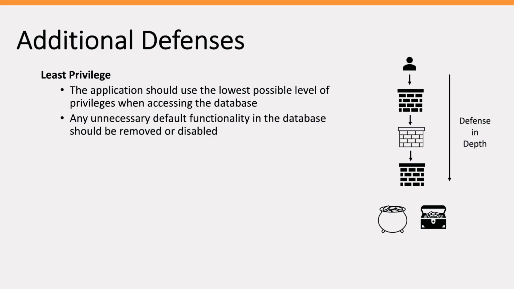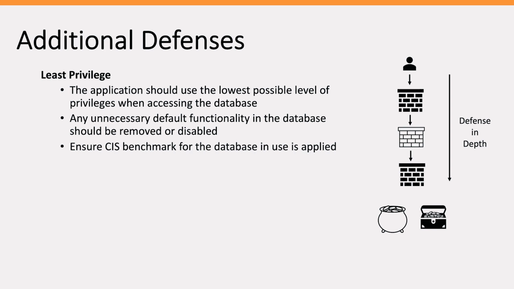Any unnecessary default functionality in the database should be removed or disabled. That includes things like functions that allow you to execute system commands from the database, and also functions that allow you to make a network connection, that we talked about with out of band SQL injection, right? So any unnecessary default functionality that you don't need for the application to function should be removed, because it decreases the amount of things that an attacker can use in order to penetrate your organization.